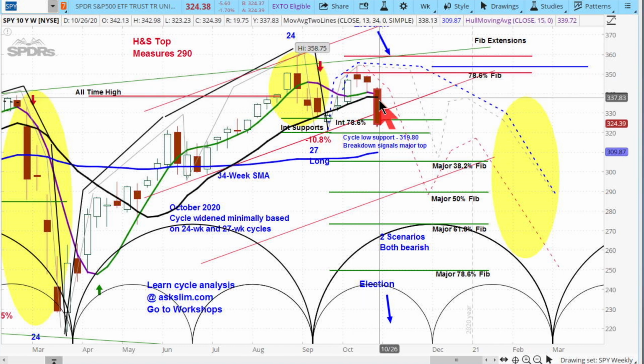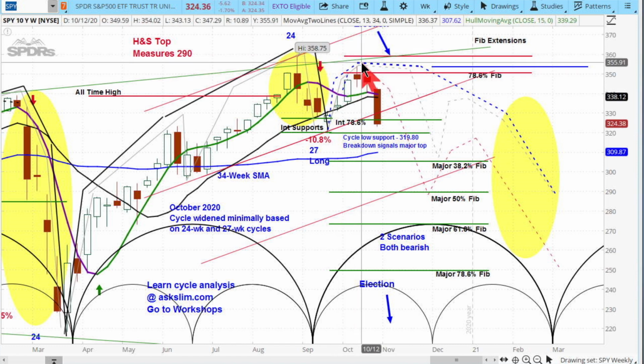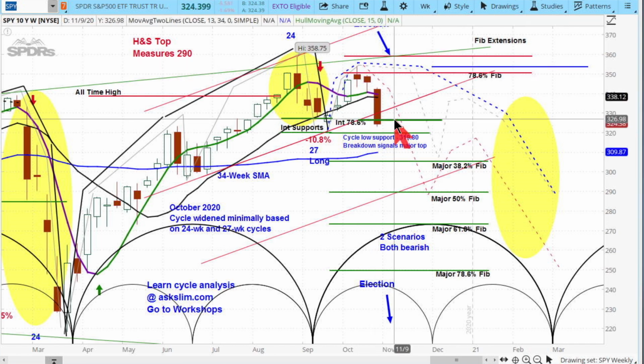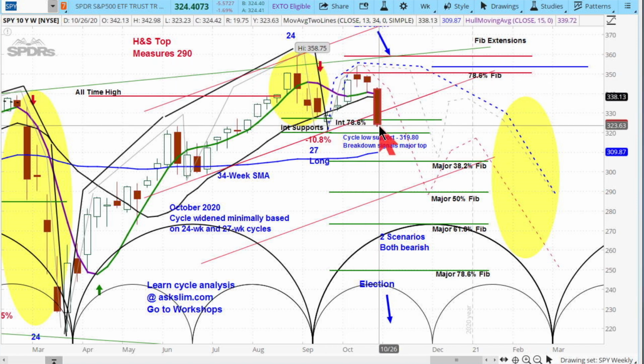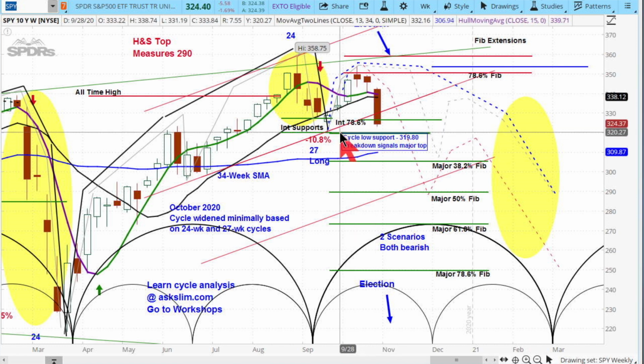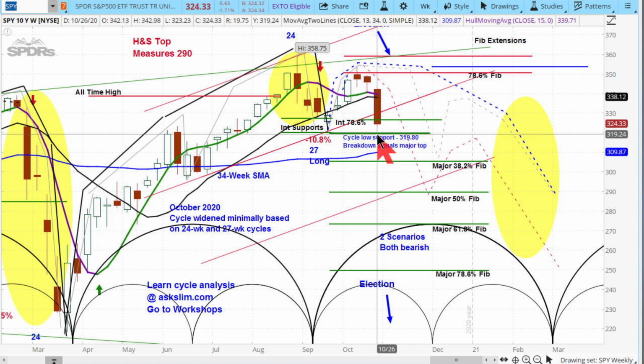Here, what's going on is that this rally failed right over here at the 78.6%, a little bit higher, almost a double top, and then rolled over. And once it gets under the 78.6%, in other words, the distance from here to here, it's now given up about 85%. Once that happens, it sets up a lot of risk. Once it gets underneath the cycle low right over here, which is at 319.80, it is a breakdown and declares a major top. So it's very close to that right now as we have this extreme weakness going on in the market.